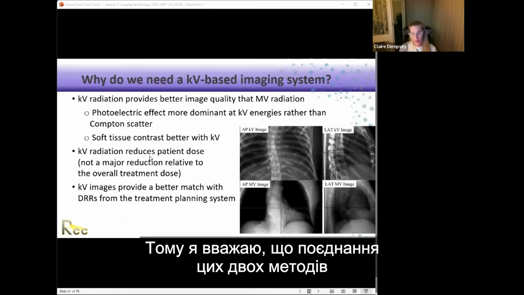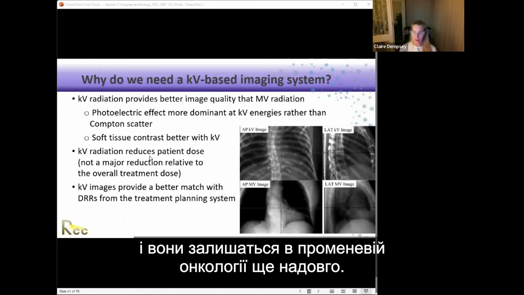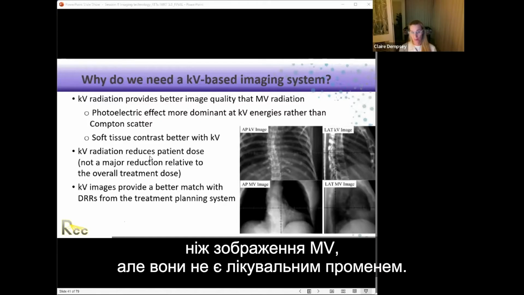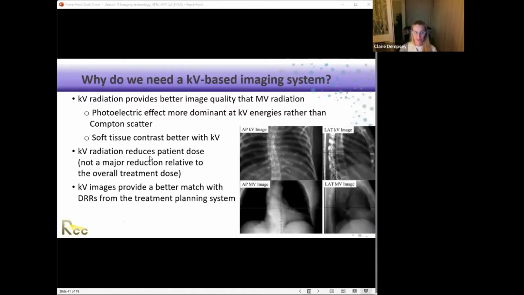So I think a combination of the two is the perfect solution, but there is certainly a place for MV imaging, and it will stay in radiation oncology for a long time to come. KV images are beautiful and obviously look a lot nicer than an MV image, but they are not the treatment beam. And it's really important to get that information from the actual treatment beam in an MV image. So it's a really good question.